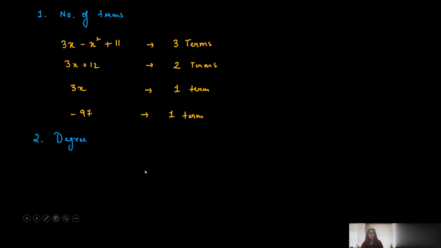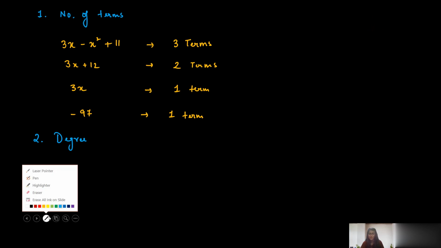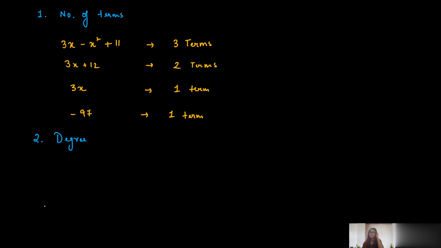Degree, it's very simple. Have you heard of this term before, Gia? Degree of a polynomial? Yes, it's the largest degree from that whole polynomial. It's the largest power of the variable. So if I take the first polynomial that I took, 3x minus x squared plus 1.